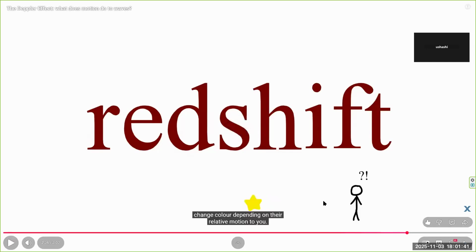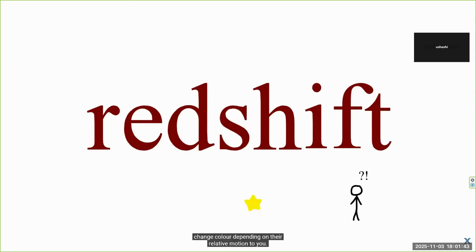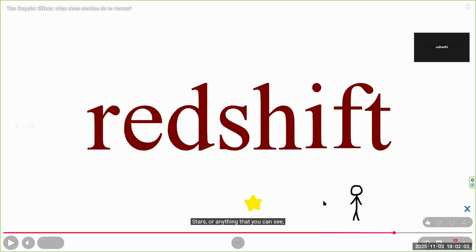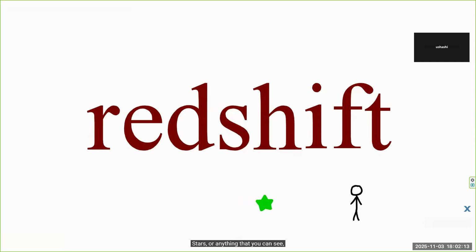Did you see what happened? What happened? What was the color on the way going? Exactly. On the way going it was green. Away from the observer it becomes orange or red. Watch again. Eyes on the screen. Watch this part. Stars, or anything that you can see, change color depending on their relative motion to you.